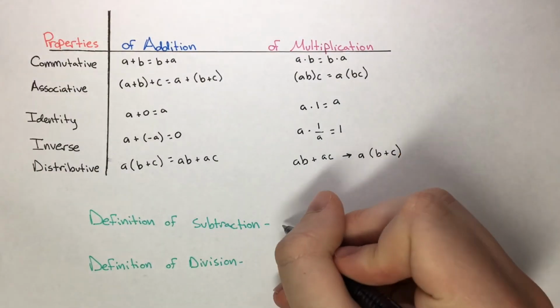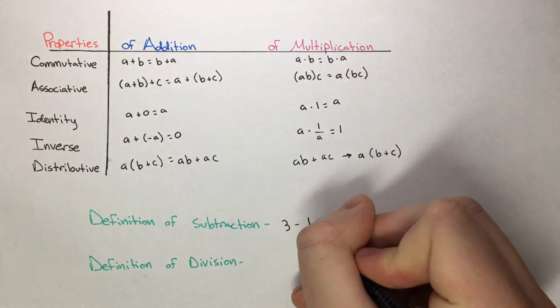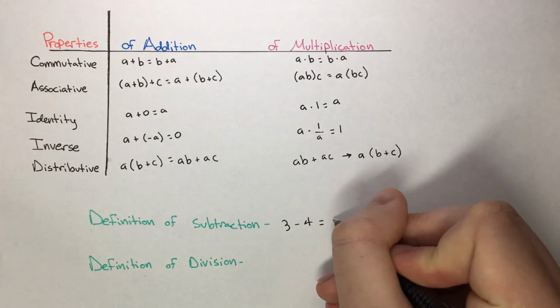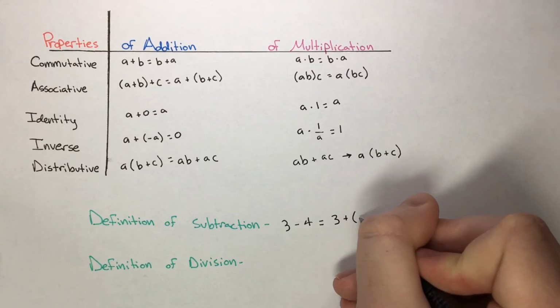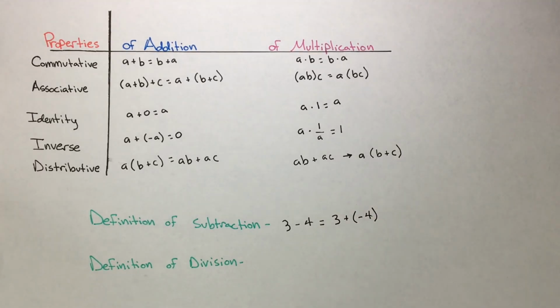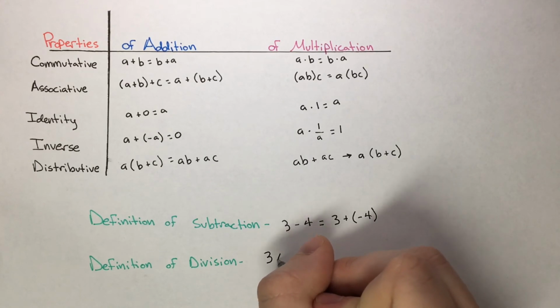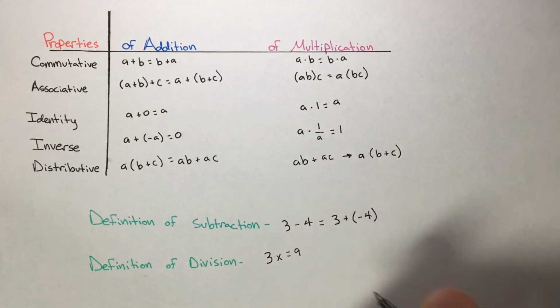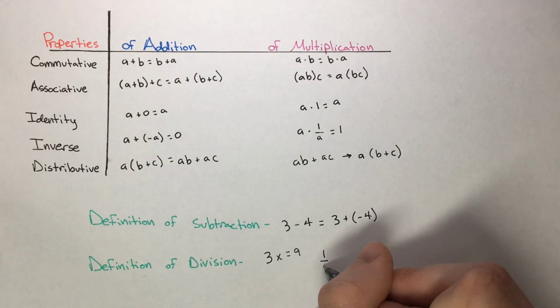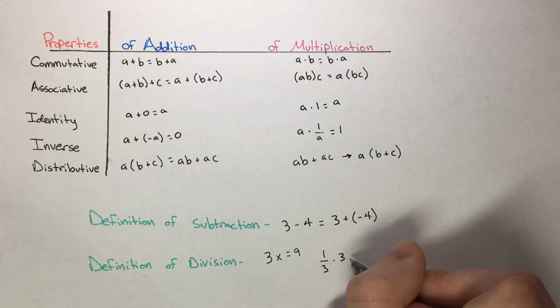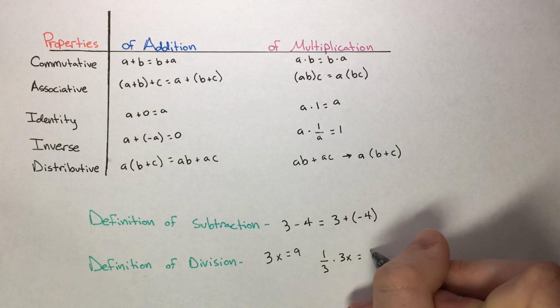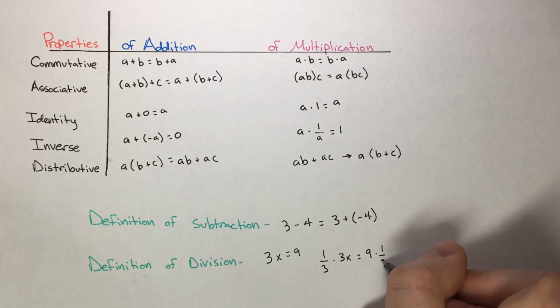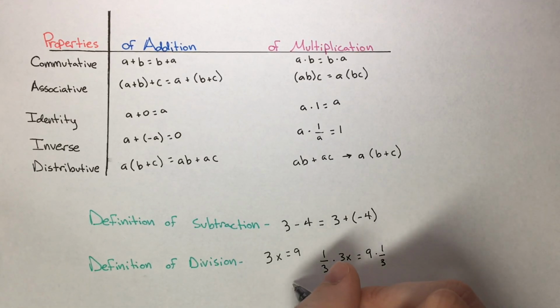Now let's take a look at the definition of subtraction. So when we say 3 minus 4, that can also be written as 3 plus negative 4, and that's where we get subtraction from. Similarly, for the definition of division, let's take a look at 3x is equal to 9. That's the same thing as 1/3 times 3x is equal to 9 times 1/3. That is how we are solving for x.